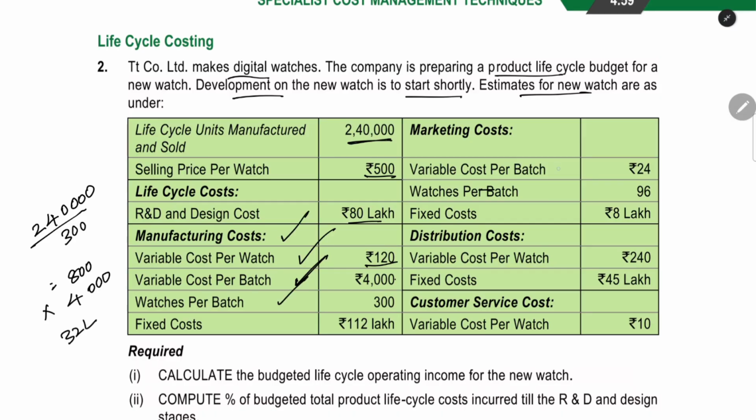Same like this, we have variable cost per batch and per watch in marketing also, and distribution also. Per watch means you have to multiply with the number of watches. Per batch means you have to calculate the number of batches like this and then multiply by the cost per batch. Now we can see the solution.